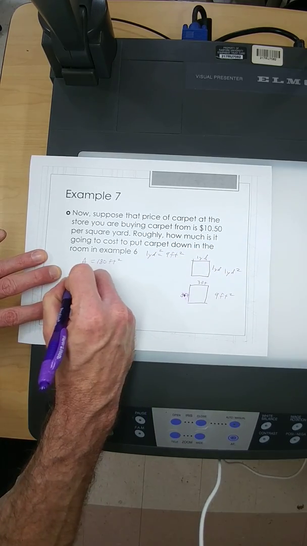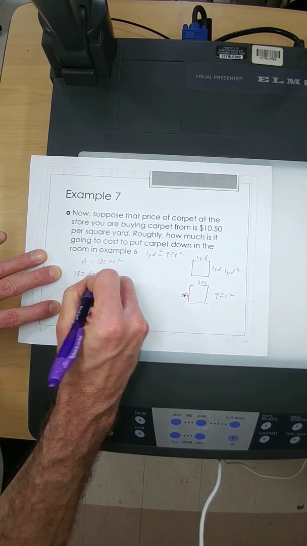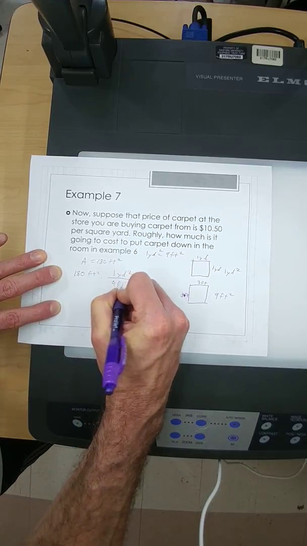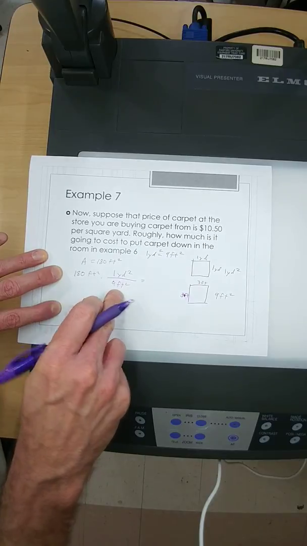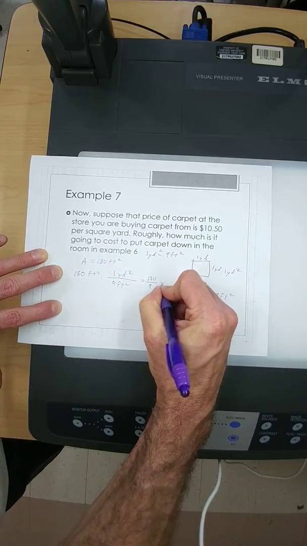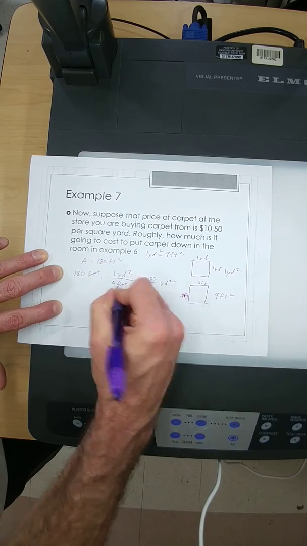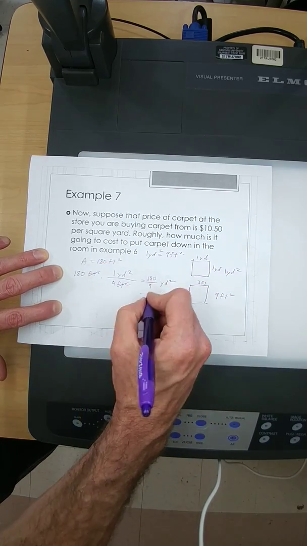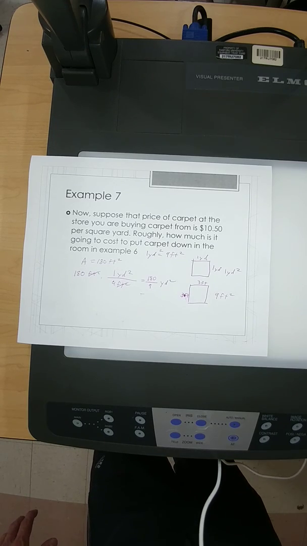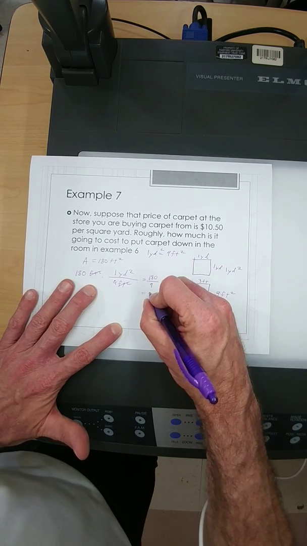1 yard is 3 feet, but 1 square yard is 9 square feet. So I'm going to convert this. I'll just do a conversion factor times 1 square yard over 9 square feet, which gives me, if you take 9 into 180, because your feet do cancel, you get 20 square yards.